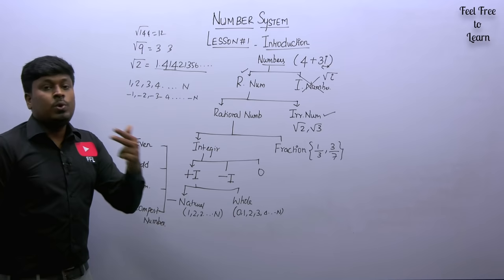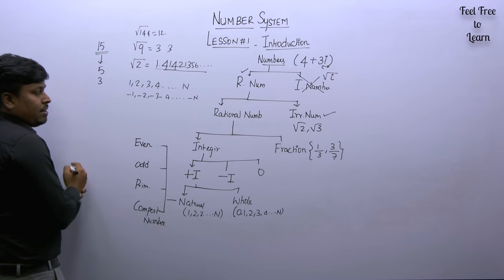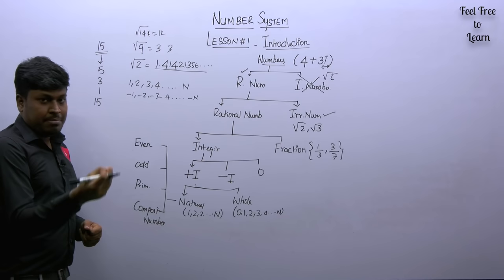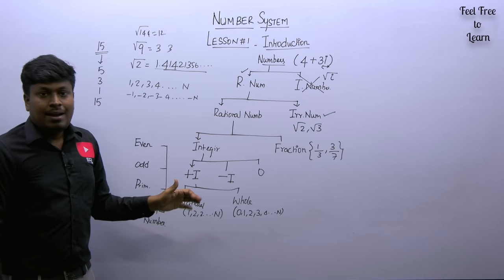For example, let me take the number 15. How many factors do we have? 5 into 3 is 15. 3 into 5 is 15. 1 into 15 is 15. 15 into 1 is 15. So a number which has more than two factors is called a composite number. That's it. Just see how easily we have categorized the number system, and without byhearting it, it is easy to understand the entire concept.